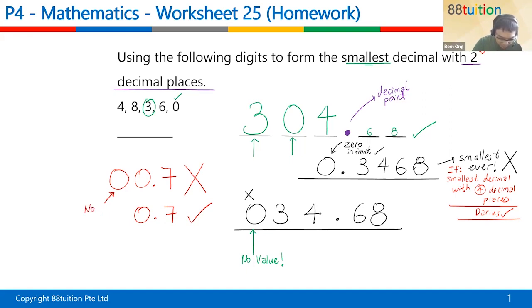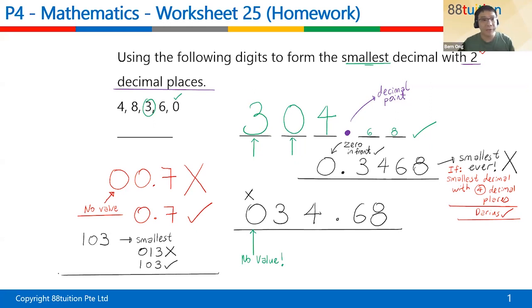It's something like in primary 3, primary 4, your teacher also likes to ask you things like this. For example, you have this number 103. I want the smallest number. You cannot start with 013, right? You know that. So the smallest is still 103. So you cannot start off with the 0 in front. So it works for the decimal also. Okay, children? So that was the only homework last week.